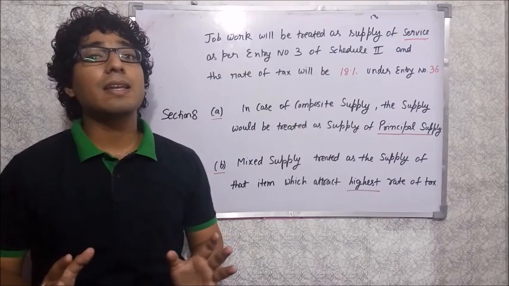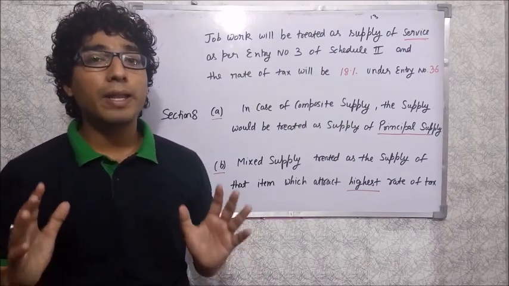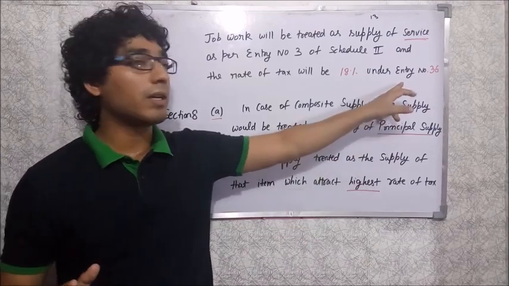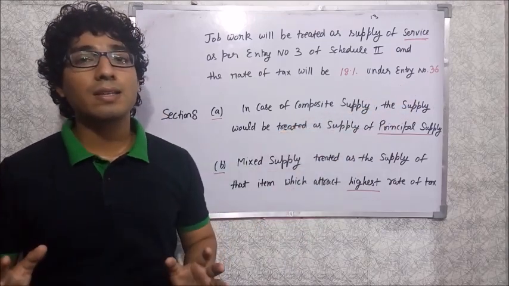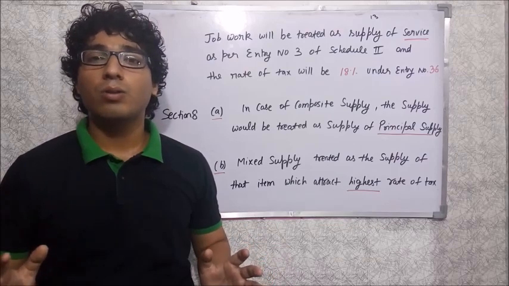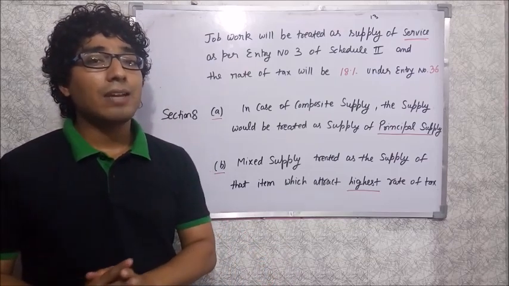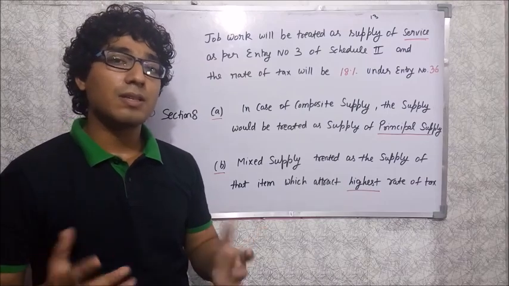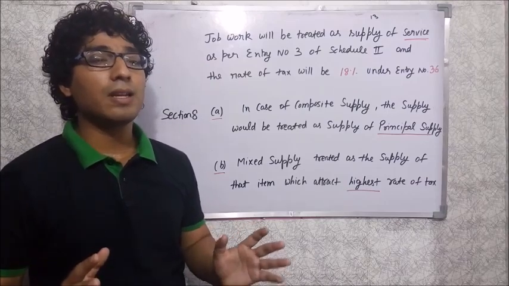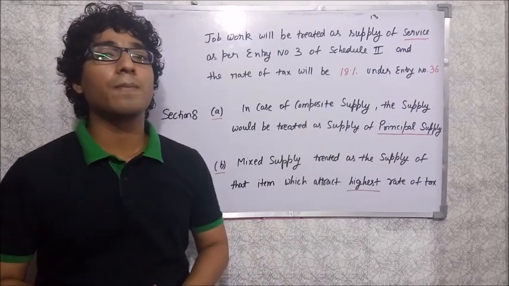And the rate of tax in respect of the job work would be 18% under entry number 36 of the rate of taxes as approved by the GST Council on 19th May 2017. So the taxability of job work is that it will be deemed to be a supply of services and the tax rate would be 18% under entry number 36 of the rate of taxes as approved by the GST Council.